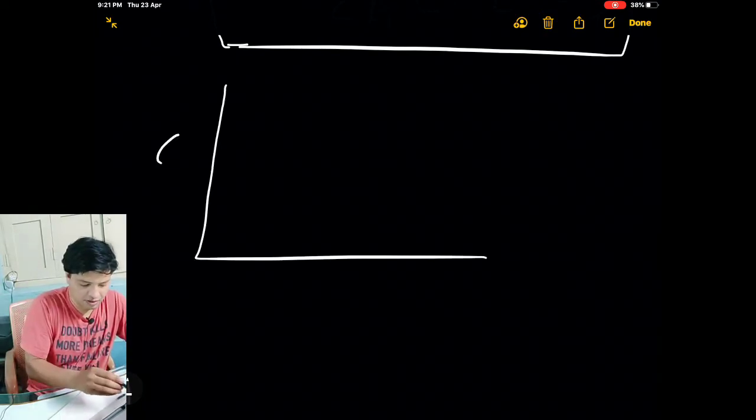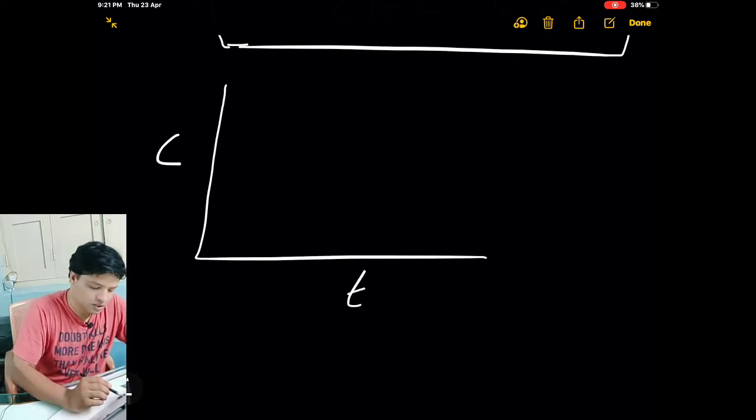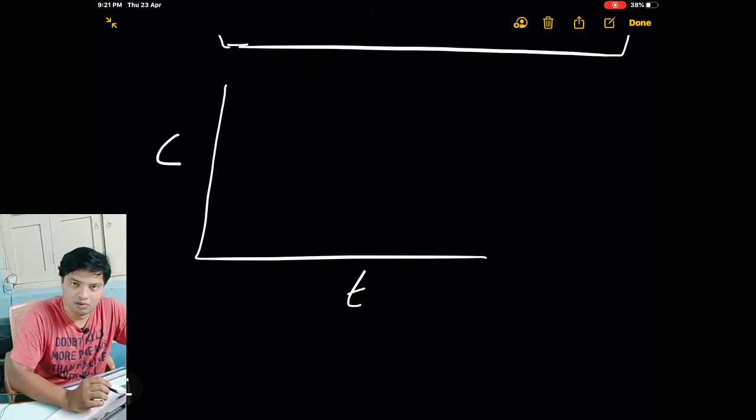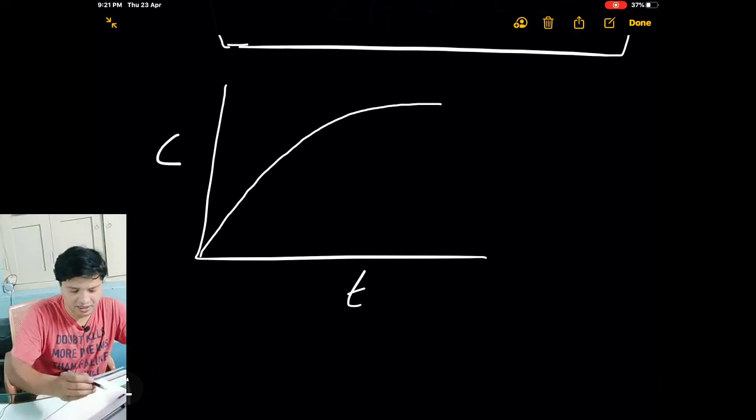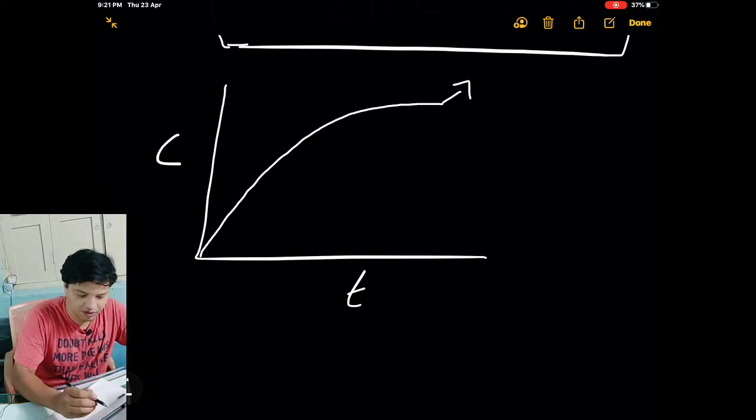So we'll try to see the graph now. What happens when you initially give your IV infusion? I'll try to represent it in the graph. If we take concentration and time, initially there will be no drug in the body. So when you start the IV infusion, slowly the amount of drug will increase and reach the maximum. When it reaches this point, we call it steady state.